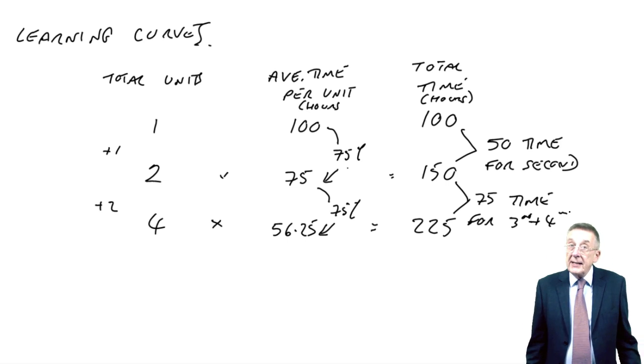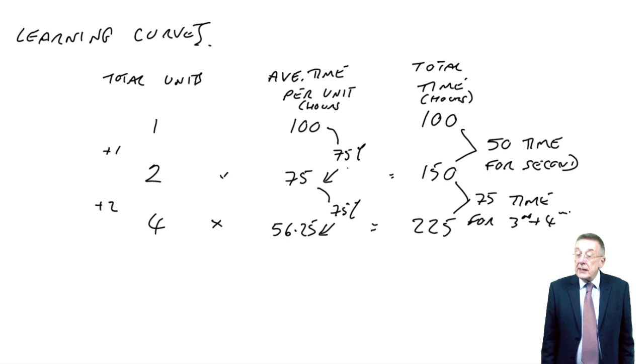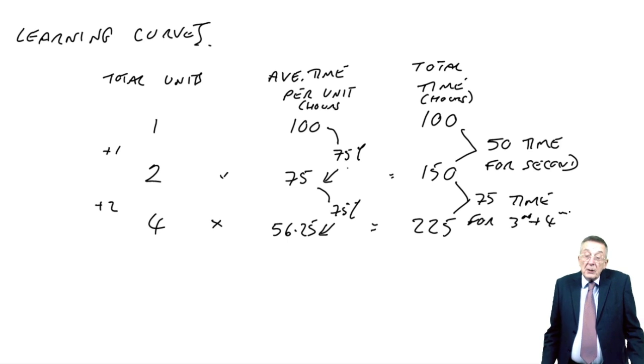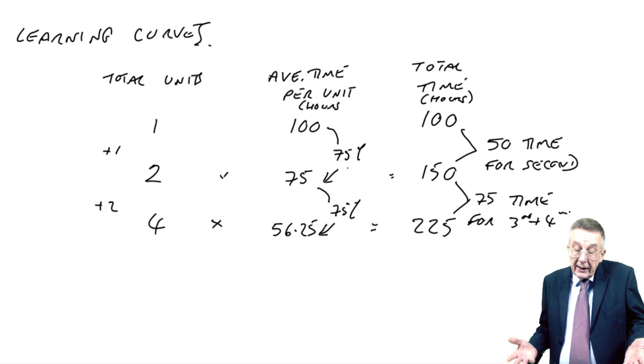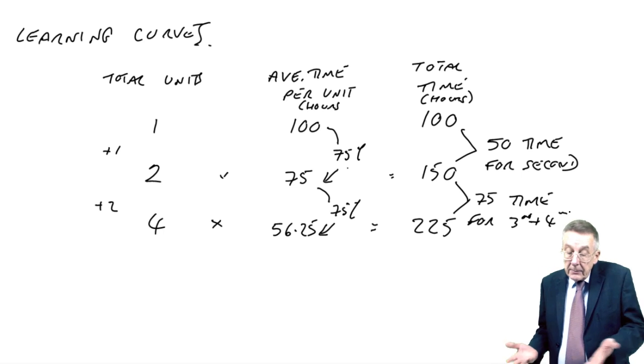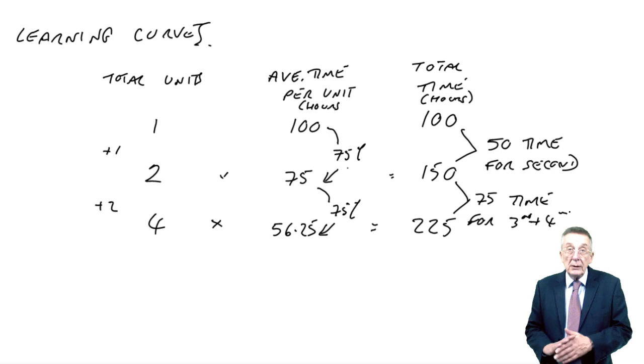And in fact, one problem with the basic rule is it doesn't tell us how long number 3 took, how long number 4 took. 75 in total, so I don't know, number 3 may have taken 45, number 4 may have taken 30, but we don't know.